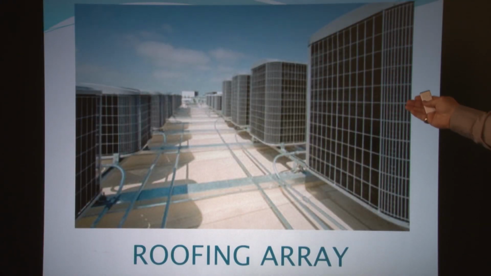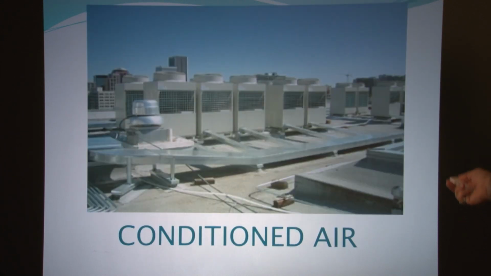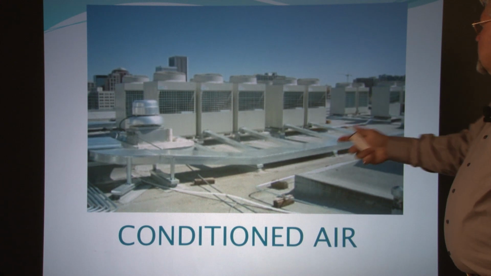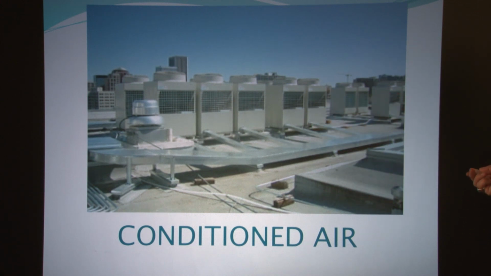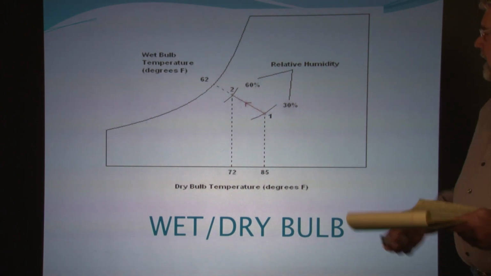Here's another roofing array that we have. A bunch of condensers on a rooftop. These are commercial air condensers. This is another picture of some conditioned air, all the units, rooftop units. Here we are, wet bulb and dry bulb.